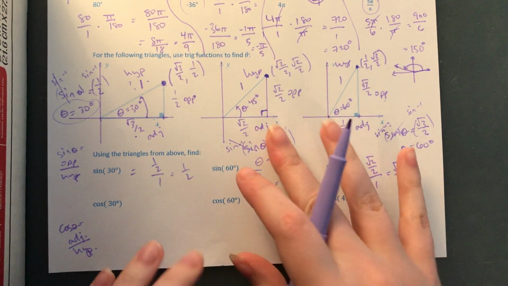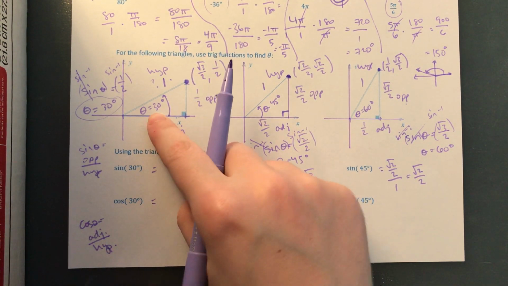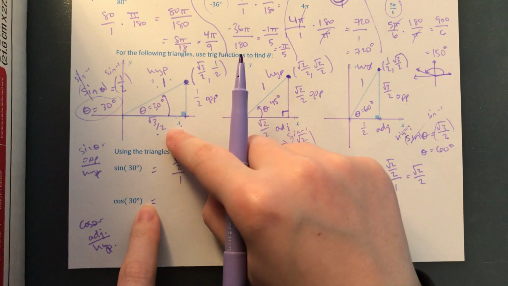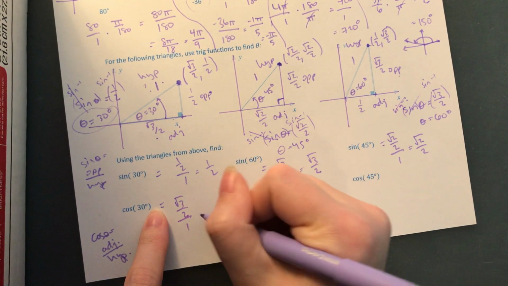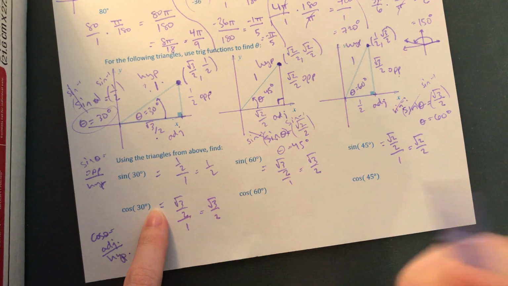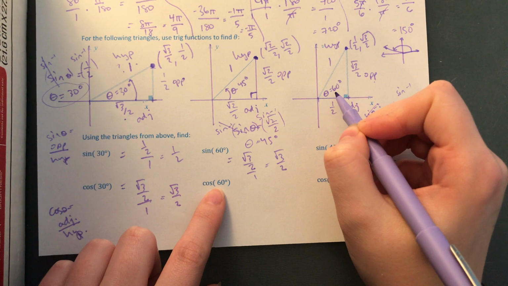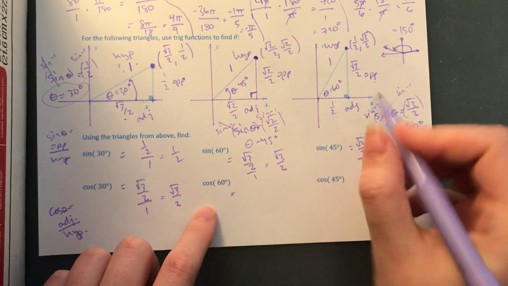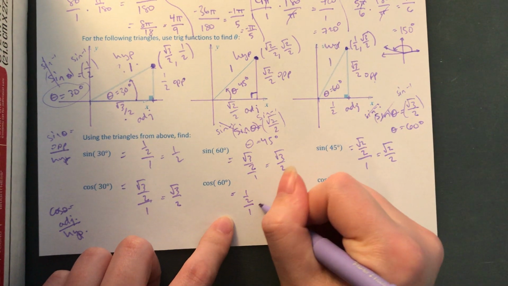All right, so cosine of 30 degrees, here's our 30-degree angle one. Cosine is adjacent over hypotenuse. So this one is root 3 over 2 over 1, which is just root 3 over 2. Cosine of 60 degrees, so our 60-degree triangle is over here. So adjacent is 1/2 over hypotenuse, which is 1, so it's just 1/2.